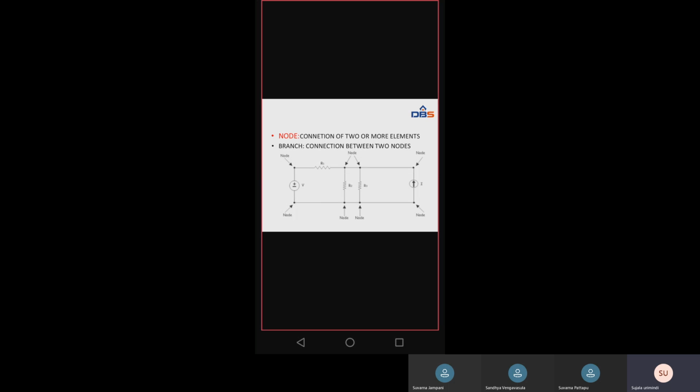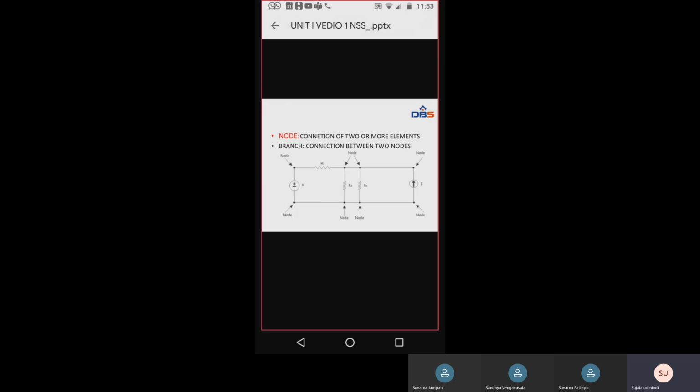An element is a line segment joined between two nodes, which is nothing but the branch or element. Two or more elements meeting at one point is the node. When you take the branch, the branch is the connection between two nodes. A line segment joined between two nodes is nothing but the branch. These are the definitions of the node and the branch.